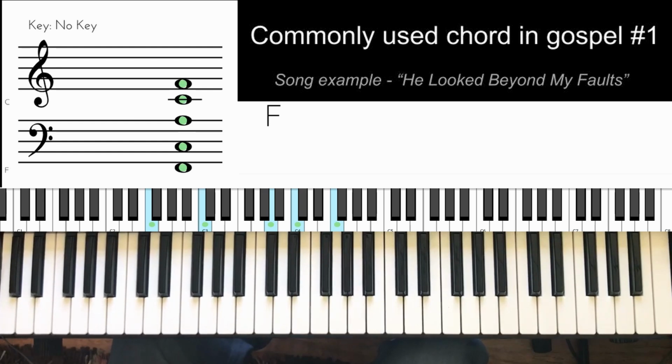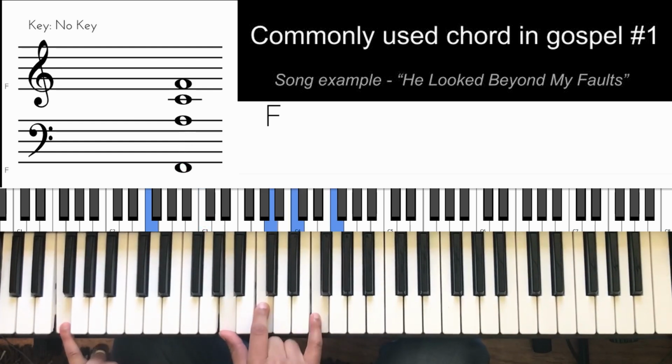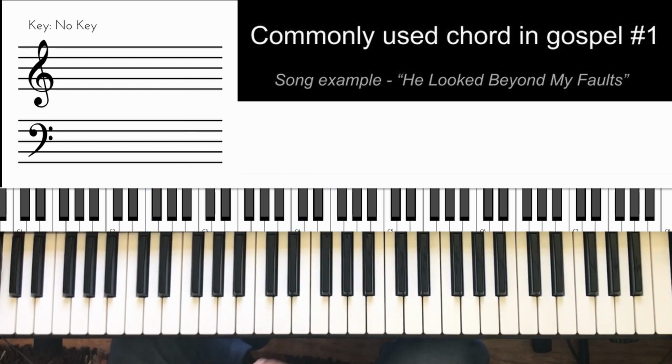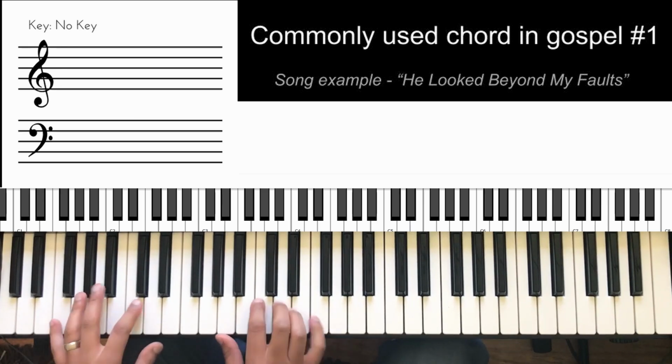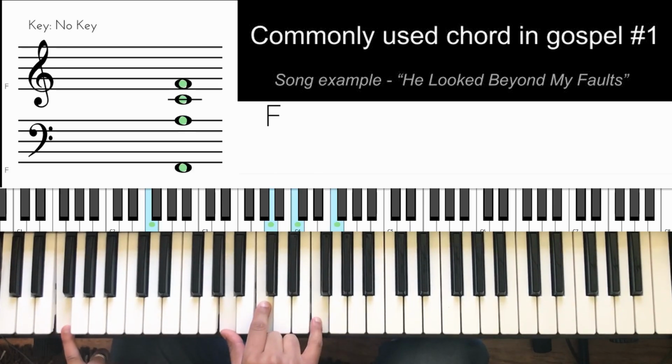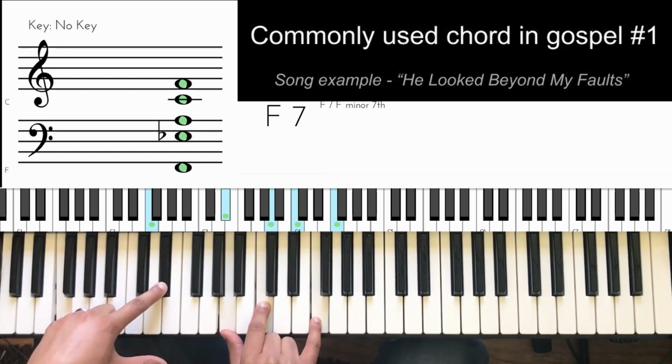Let's construct the chord first, okay? We're going to construct it from a major chord, and the major chord we're going to construct it from is the F major chord. So the first thing you do is you play that flat 7, so it gives it a dominant sound.